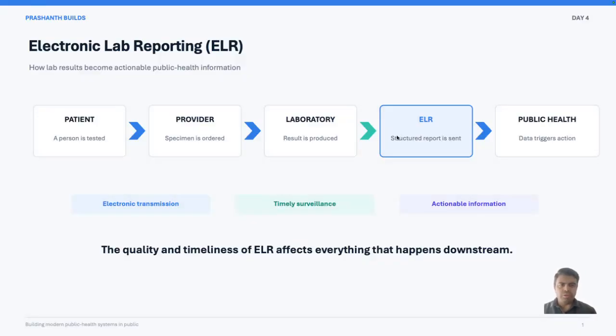So far, we have looked at NBS and compared different approaches to disease surveillance platforms. Today, I want to go one level deeper and look at where much of disease surveillance actually begins, which is the lab. A lab identifies a potentially reportable condition, and that information needs to reach public health and eventually become something an epidemiologist can act on. An ELR, or electronic lab report, is a critical part of making that happen.